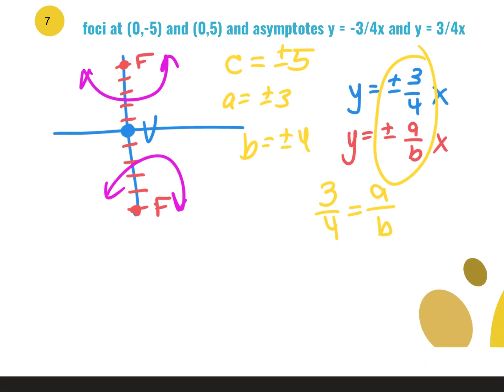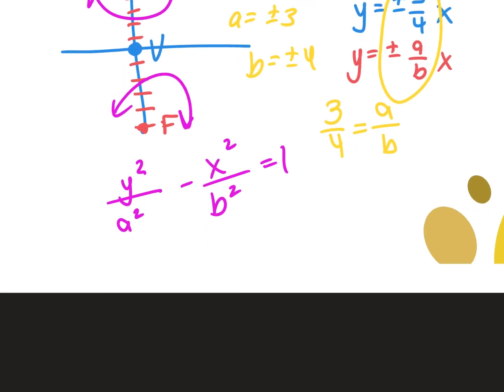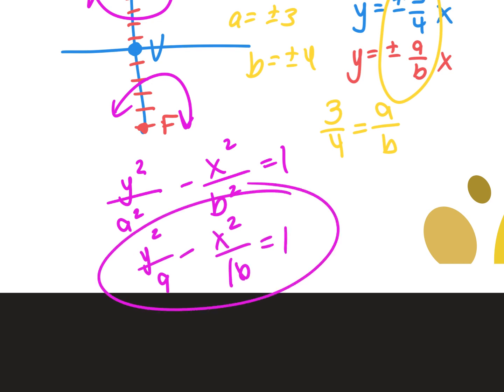Yeah, what am I starting with, x or y? Because it's vertical, so y squared over a squared minus x squared over b squared equals 1. So y squared over, what's your a? Yep, 3 squared, which is 9, good. X squared over 16 equals 1, very good.